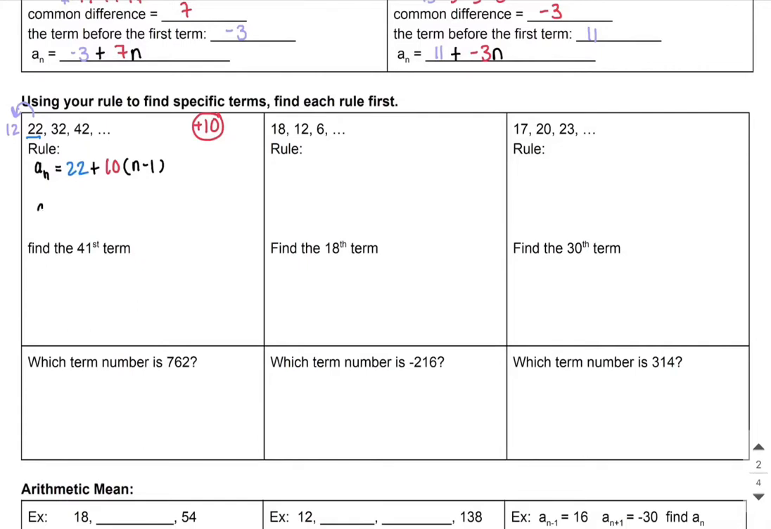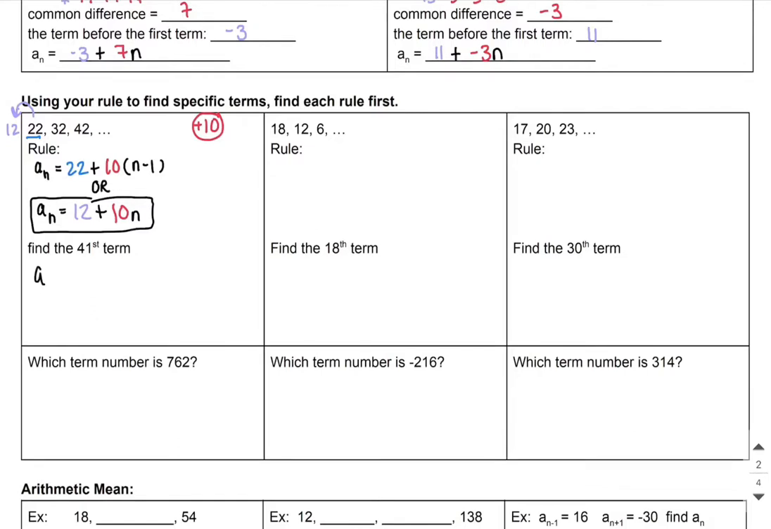And I could also say another definition would be a sub n equals 12 plus 10 times n, the common difference times n. This is the one that I prefer to use, so I'm going to use this one most of the time from now on. I'm going to use that rule to find the 41st term.